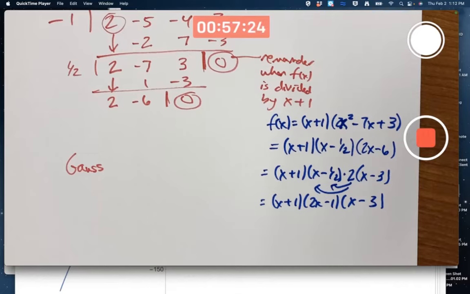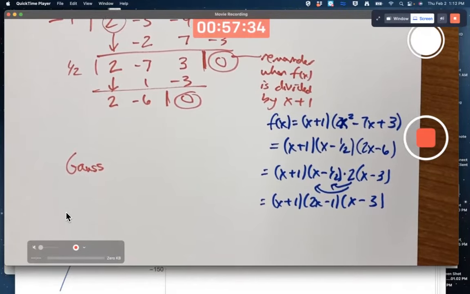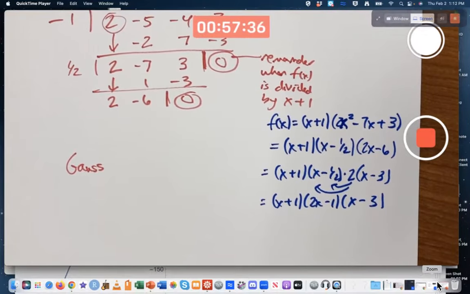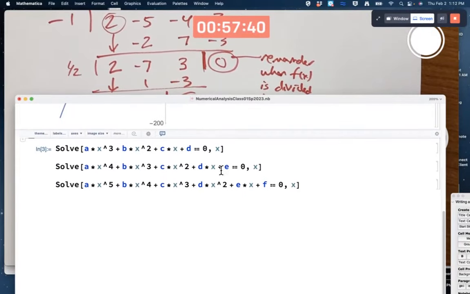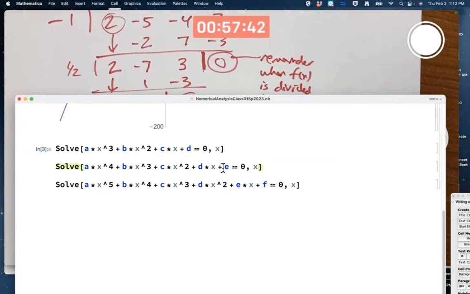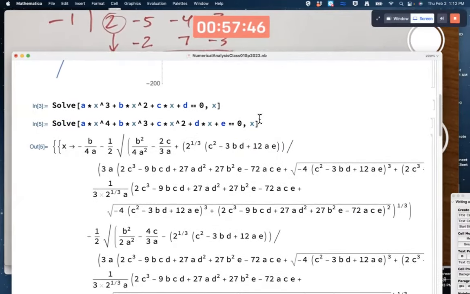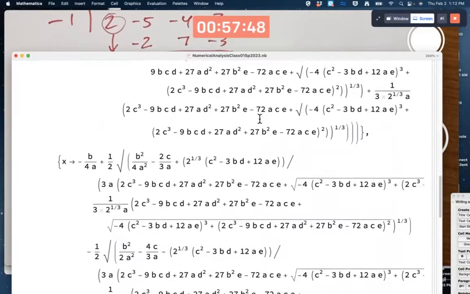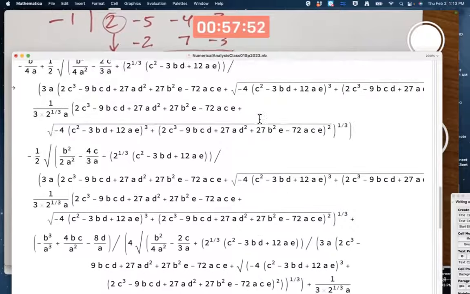But it's theoretically possible. You want to graph a millionth degree polynomial? I don't think so. How about a fourth degree? Is it possible? Here's a general fourth degree. Mathematica, can you do it? Yes, look at that. Whoa. It goes on and on for quite a ways.